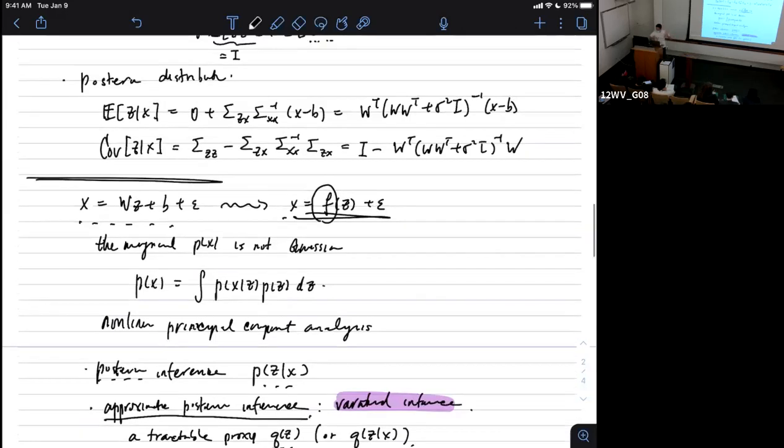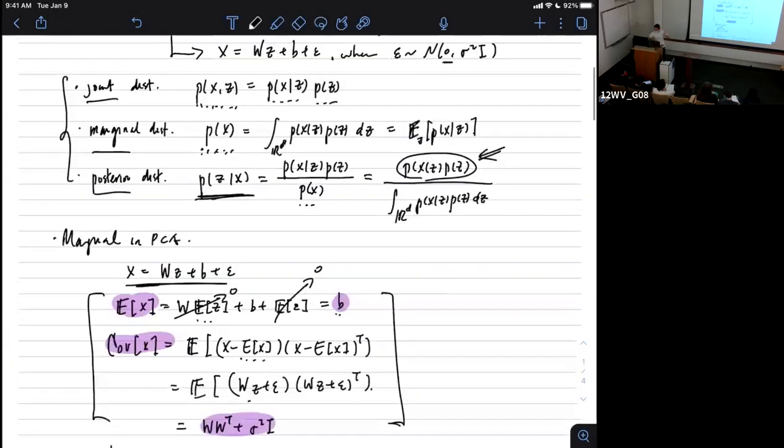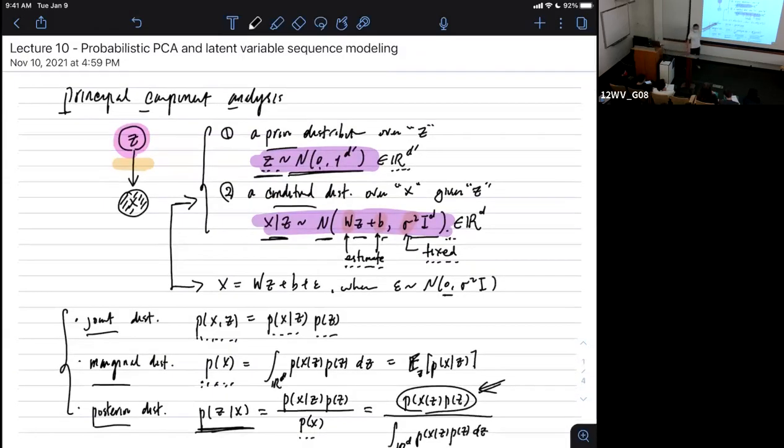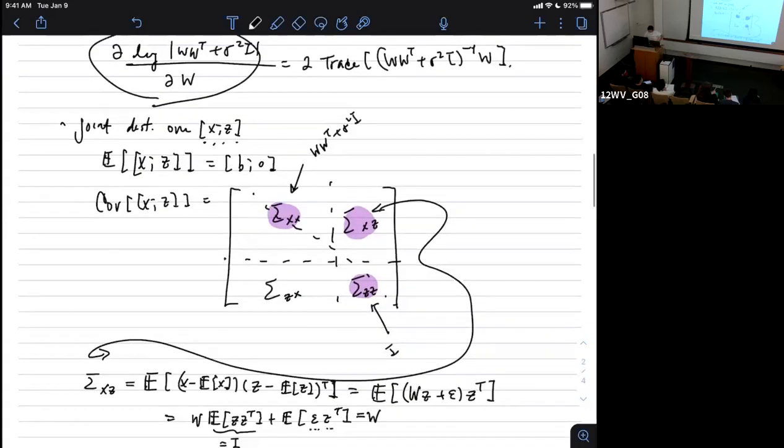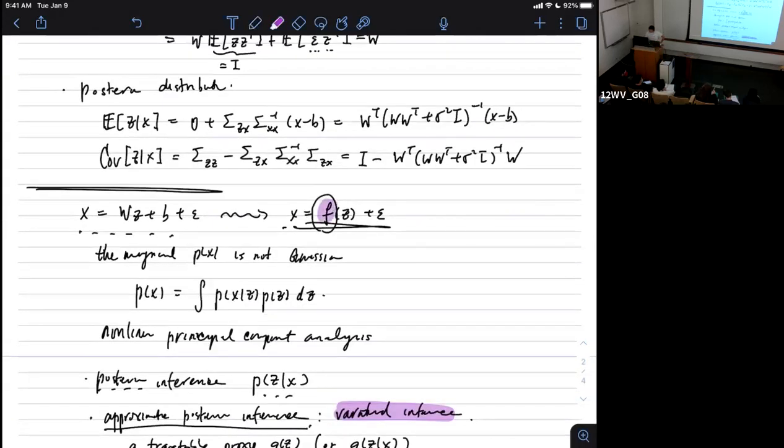What are the parameters? Parameters are the ones that are involved in this conditional distribution, right? So in the case of linear PCA, W and B. Now in the case of nonlinear PCA, that is in fact this F.